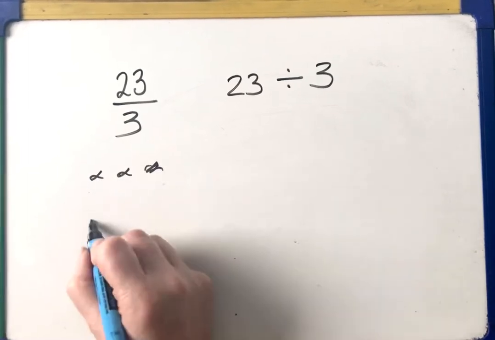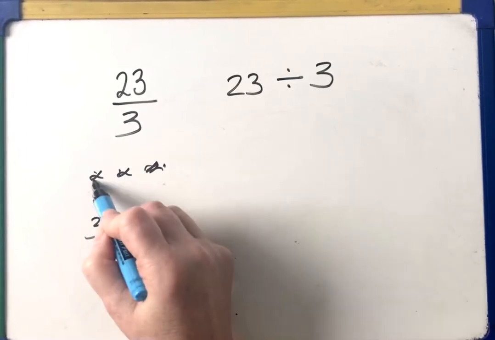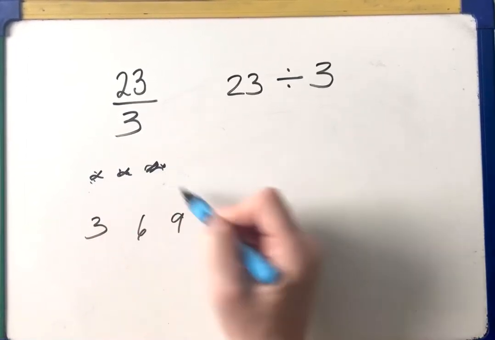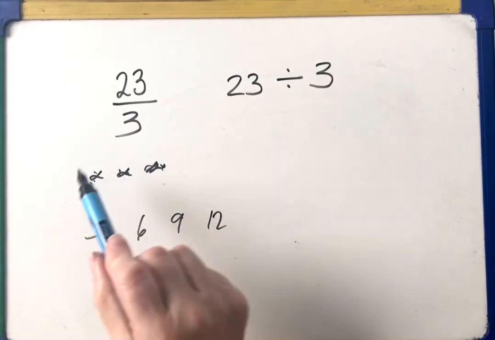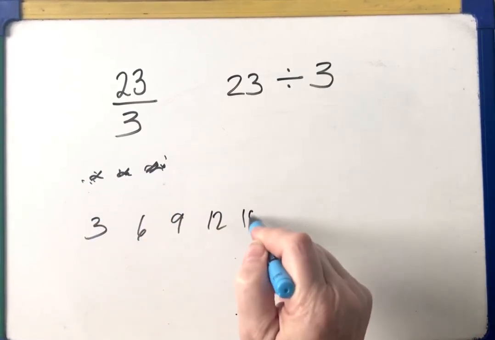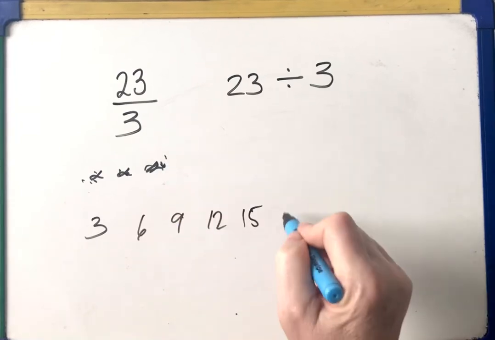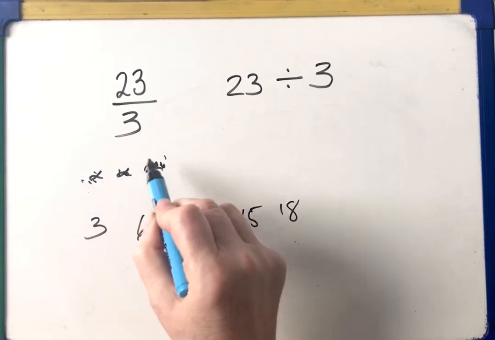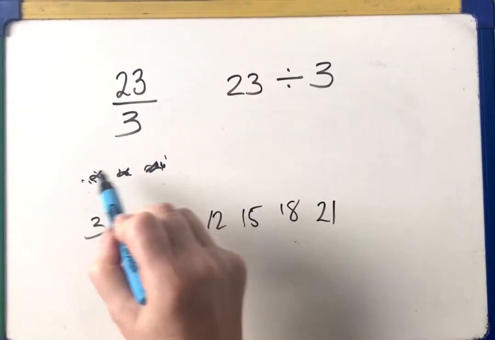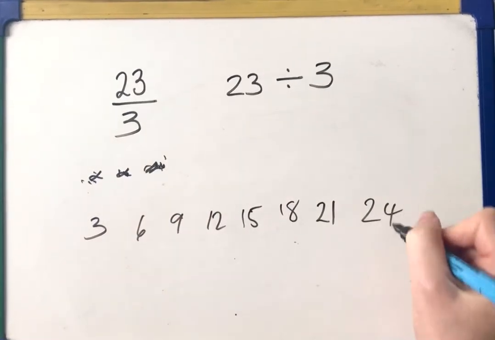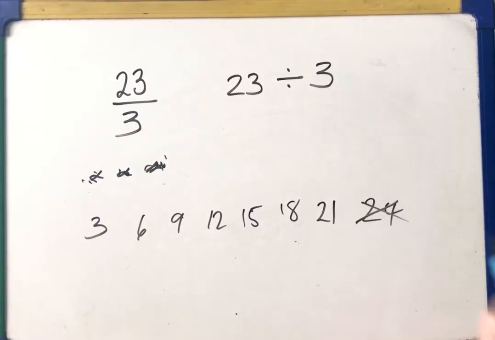1, 2, 3, 4, 5, 6, 7, 8, 9, 10, 11, 12. Can you see I just have to count now? 13, 14, 15, 16, 17, 18, 19, 20, 21, 22, 23, 24. Well, 24 is bigger than 23, so it's not that one.